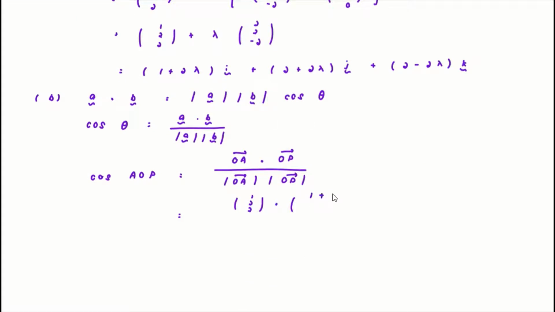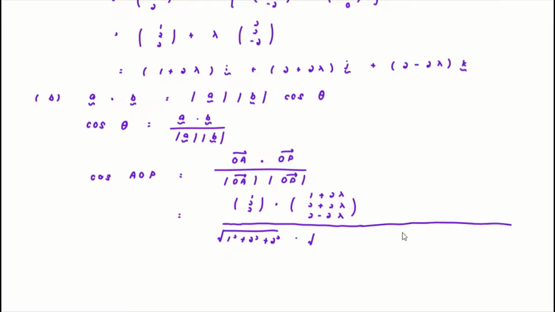So (1 plus 2 lambda, 2 plus 2 lambda, 2 minus 2 lambda). Then over, for the modulus part, we have OA. This is the same thing, but we are finding the magnitude, so 1 squared plus 2 squared plus 2 squared. Then multiply by the modulus of OP, which is going to be longer: (1 plus 2 lambda) squared plus (2 plus 2 lambda) squared plus (2 minus 2 lambda) squared.